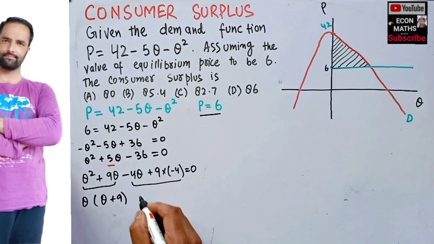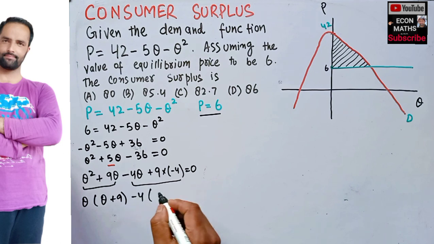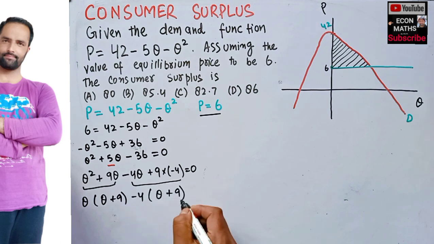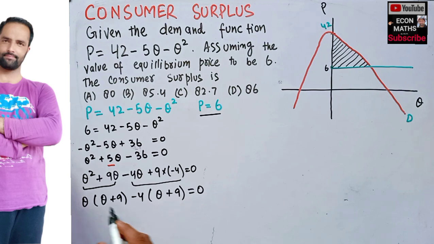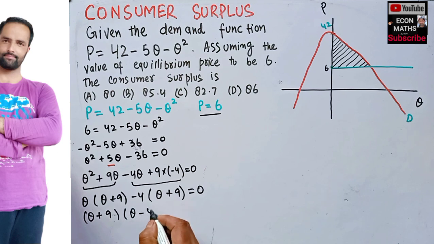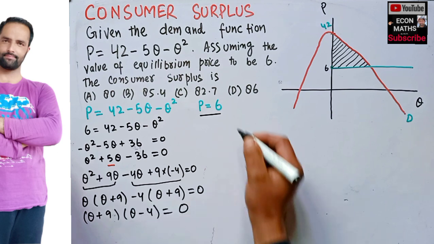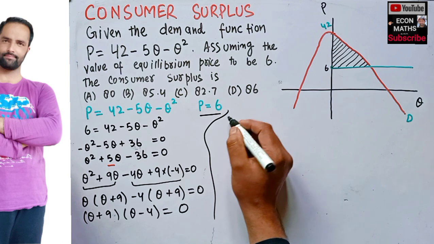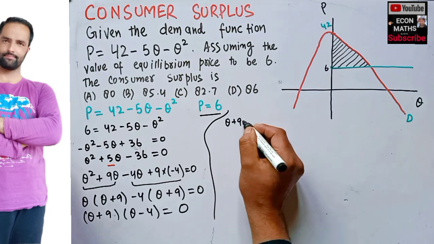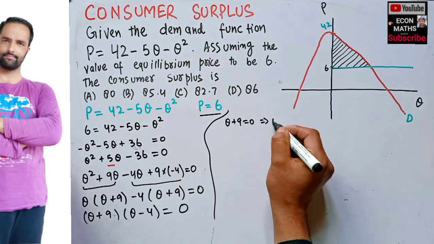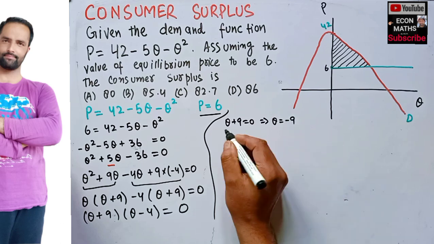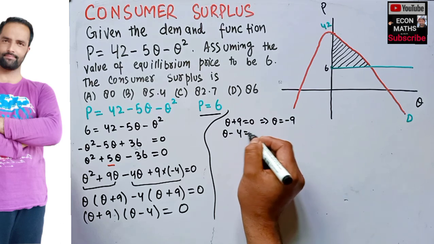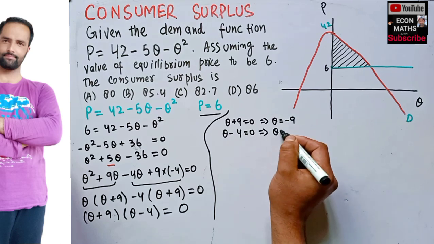In the next two terms we can take minus 4 common and we are left with q plus 9, which should be equal to 0. Which implies, if I take q plus 9 common again, I will be left with q minus 4 is equal to 0. So either q plus 9 is equal to 0, which gives us q is equal to minus 9, or q minus 4 is equal to 0, which gives us q is equal to plus 4.